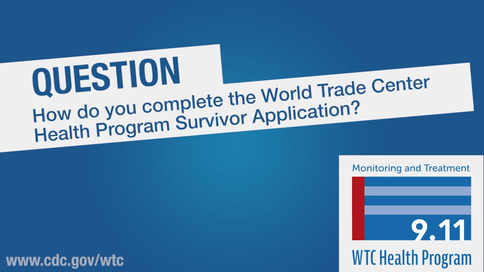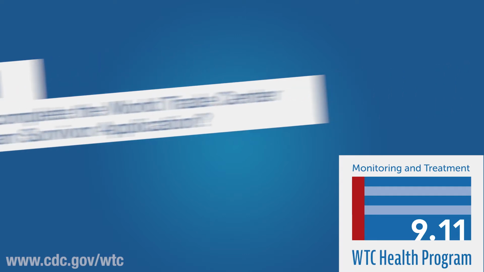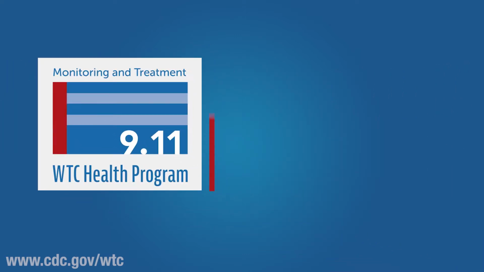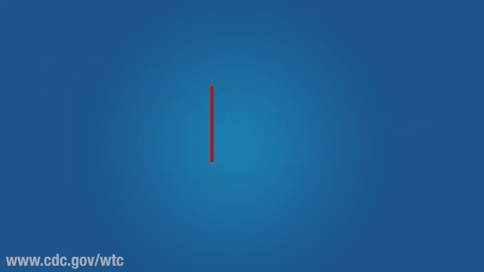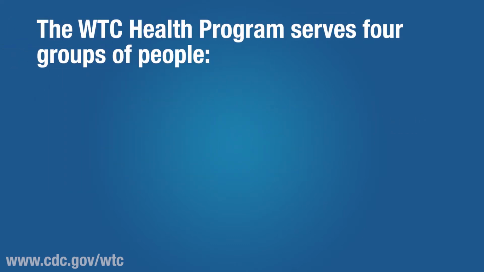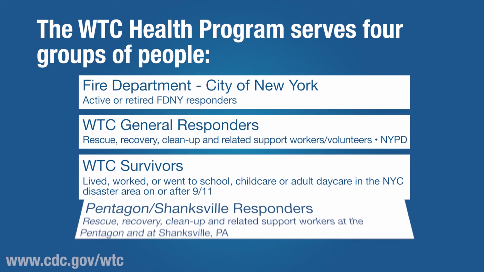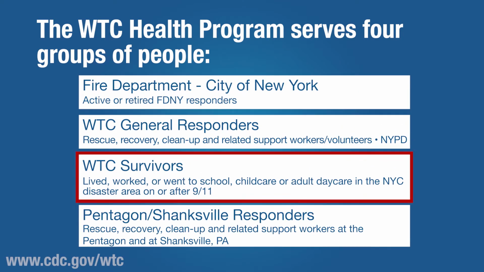How do you complete the World Trade Center Health Program Survivor application? Step 1. See if you are eligible. The WTC Health Program serves 4 groups of people affected by the 9/11 attacks. If you are a survivor, you are part of the WTC survivors, those who lived, worked, or went to school in the New York disaster area.